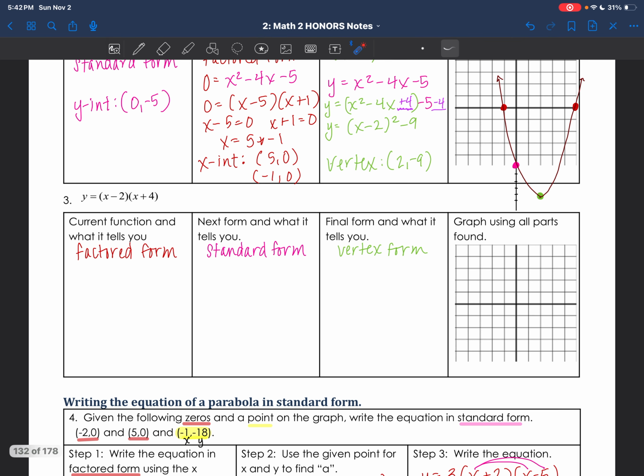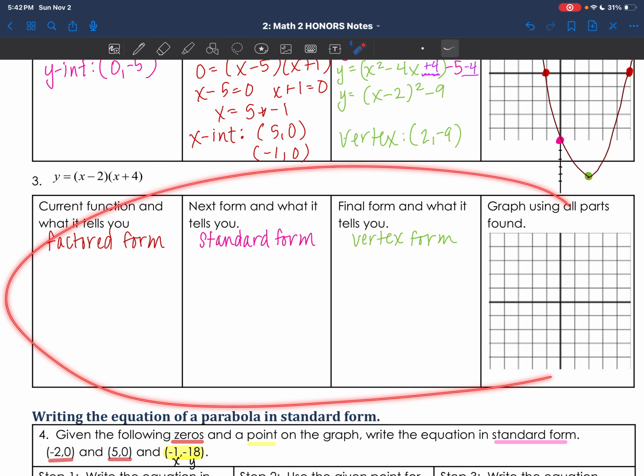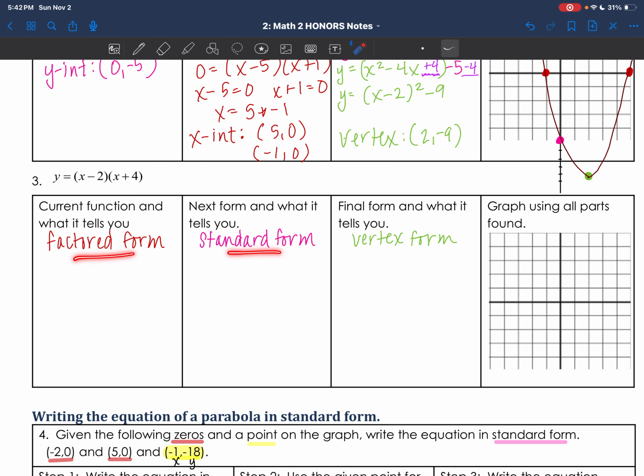All right, so now for this one, I want you to try this on your own, but I'm giving you which forms to put where, and then make sure, of course, you graph the major points.